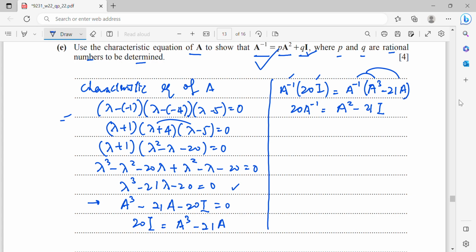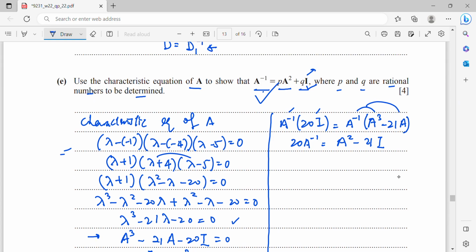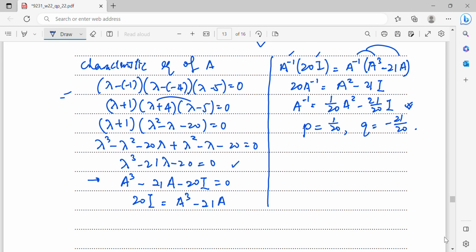Now, we need to get A inverse if you refer to the question, but here we have 20. So move down the 20 and you'll be getting the answer. It will be 1 over 20 A squared minus 21 over 20 I. That means your P is 1 over 20 and the Q is negative 21 over 20. So this is how we solve part E of this question.